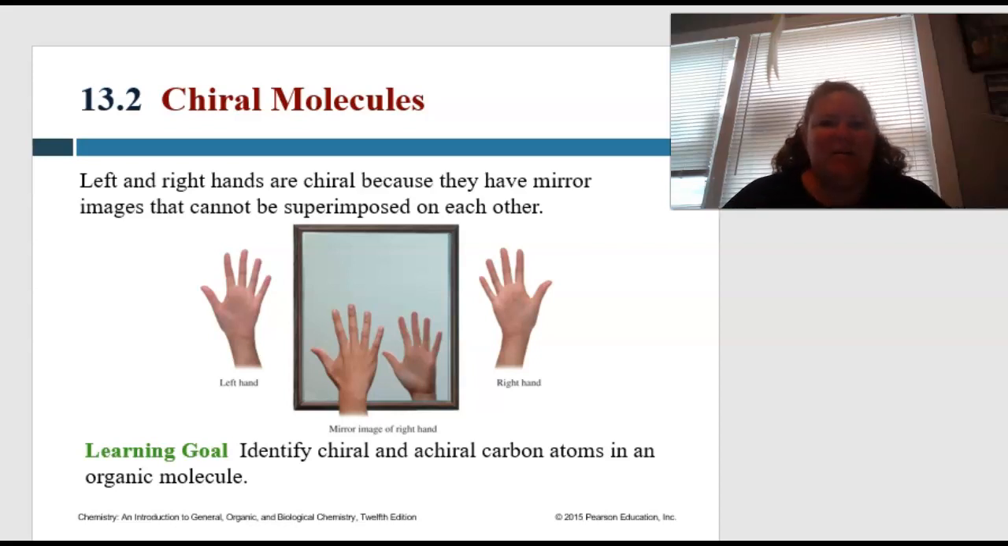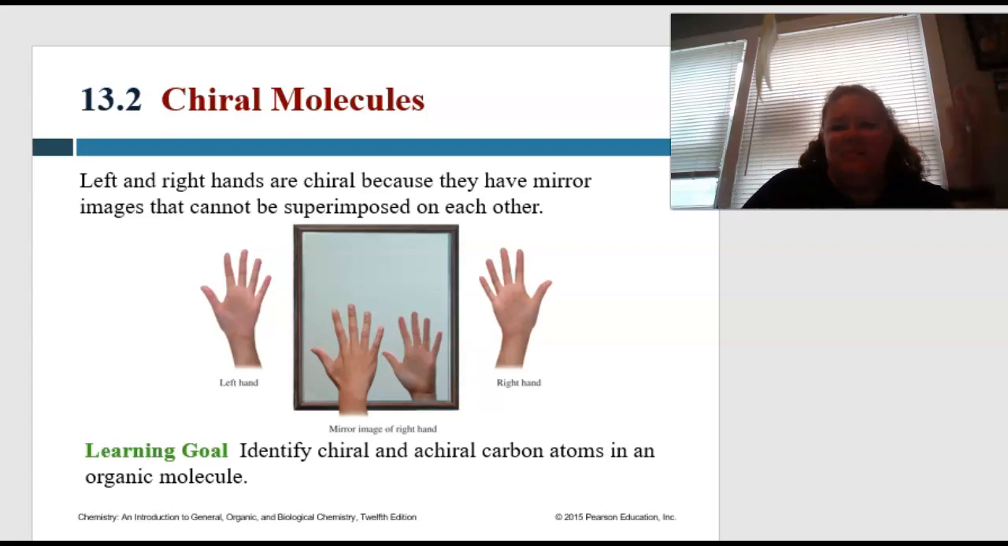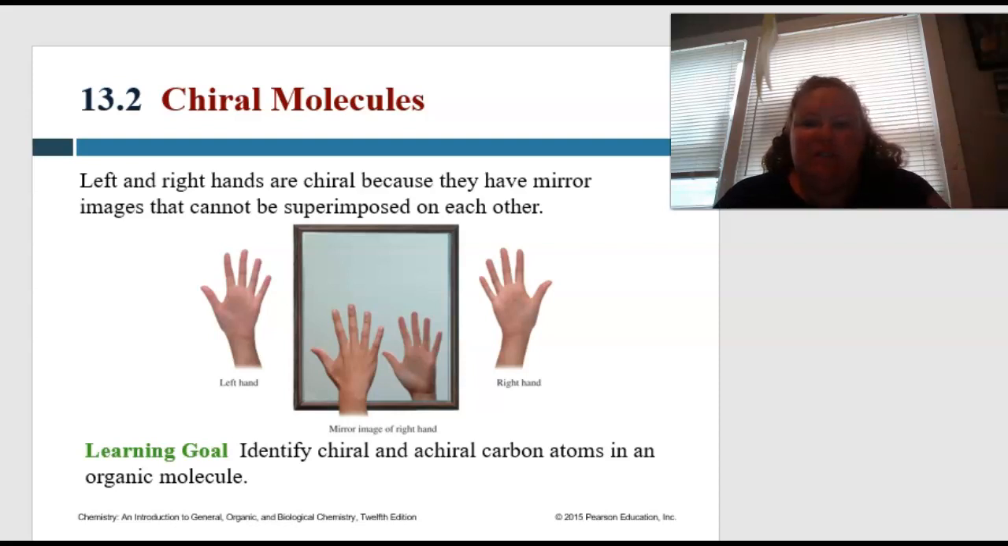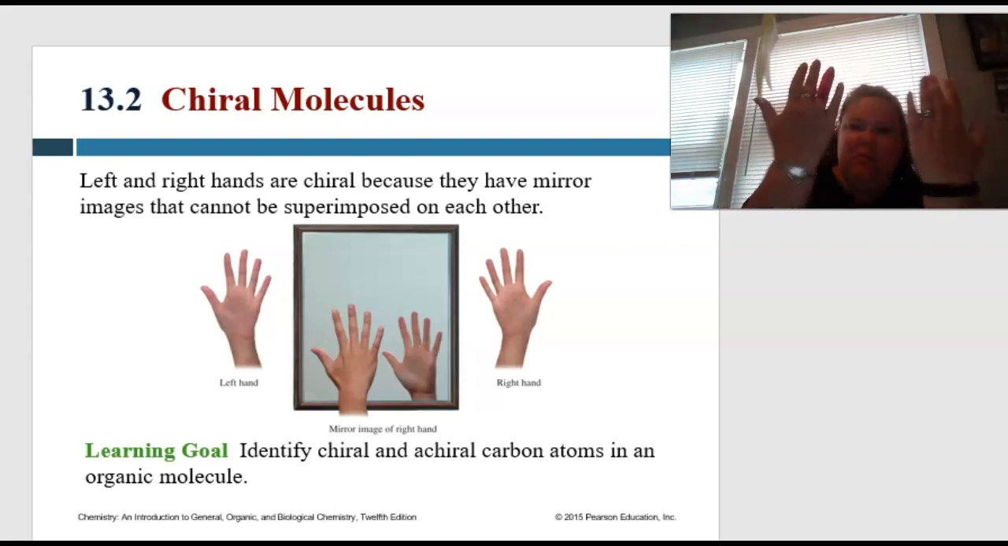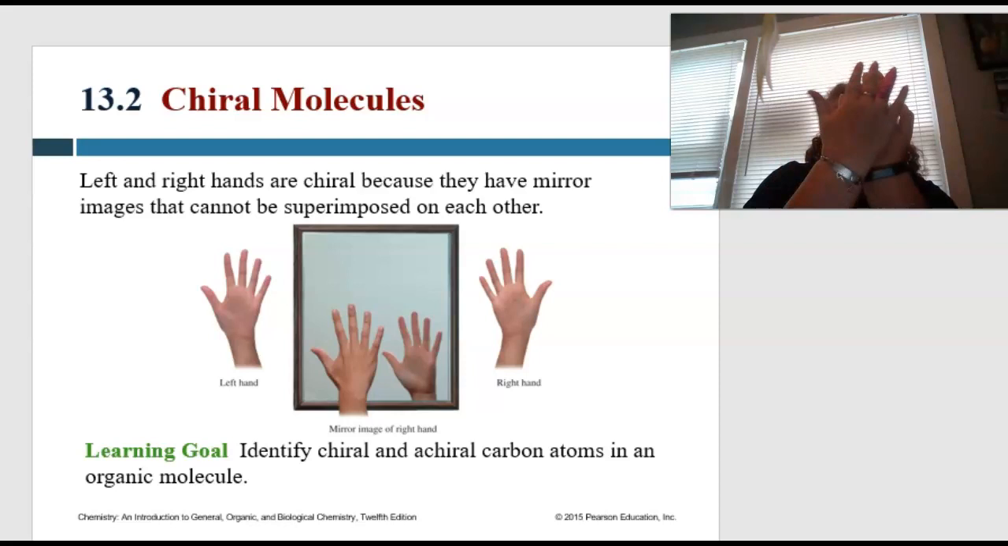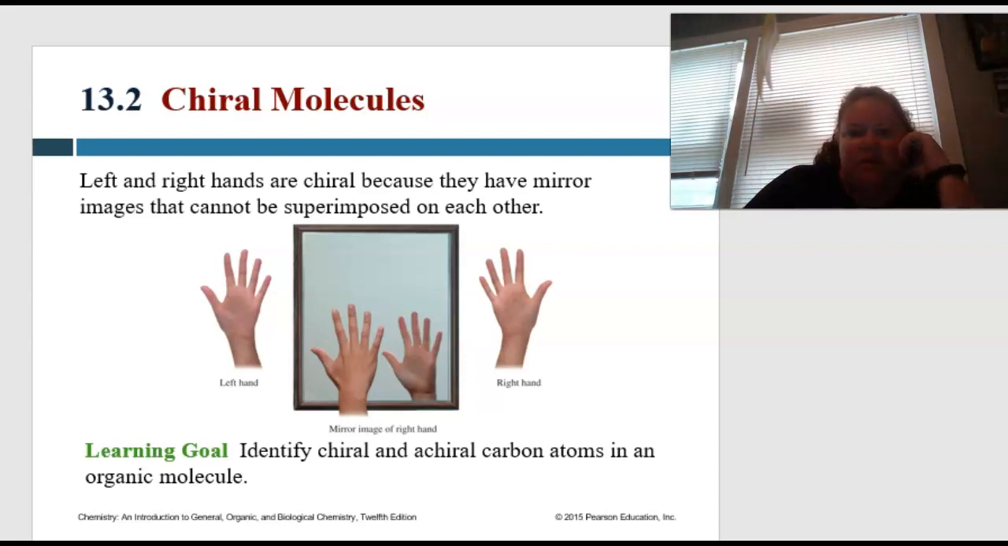Okay, so now we get to talk about chiral molecules. This is kind of cool because it's like these molecules are right-handed or left-handed. The definition of chiral is that left hands and right hands are chiral because they are mirror images and they can't be superimposed on each other. No matter how you change your hands, you can't superimpose them.